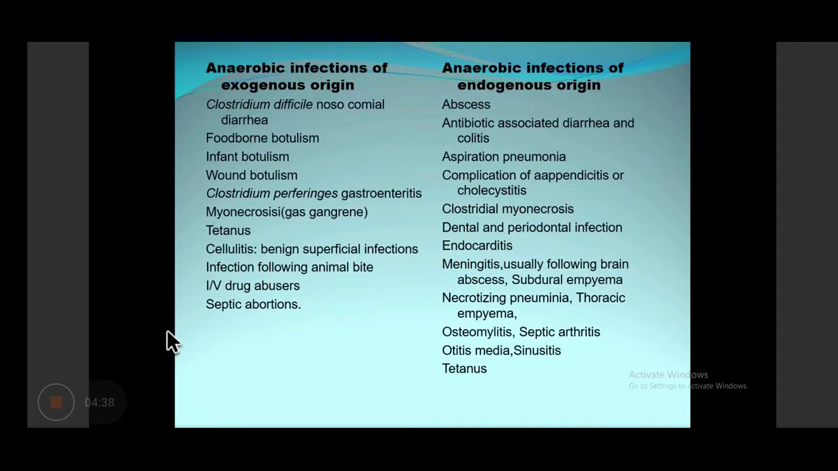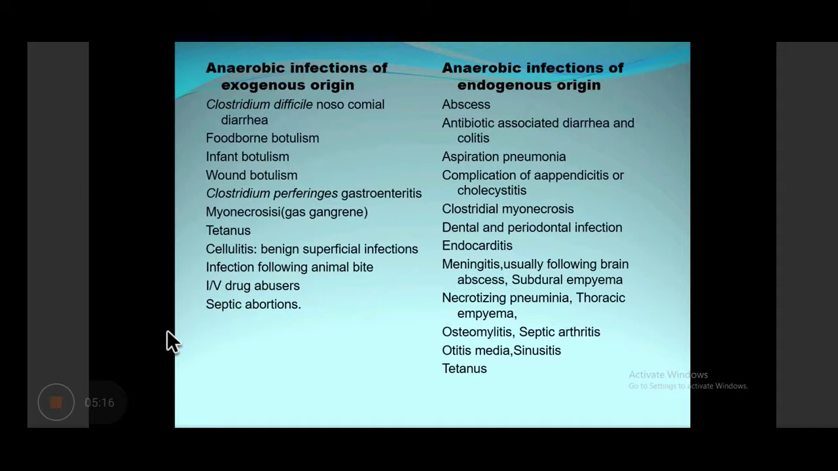So anaerobic infections are divided based on exogenous or endogenous origin. Exogenous origin is caused by any exogenous cause like food or superficial wound infection, or an associated muscle gangrene, or any trauma associated with tetanus or cellulitis, or infection like benign superficial or deep infection, or IV drug use. So these are the exogenous causes of anaerobic infection.